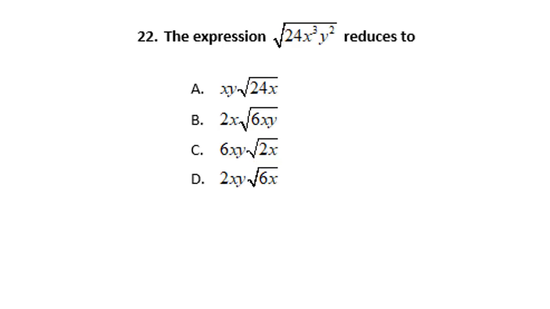Number 22. The expression the square root of 24 x cubed y squared reduces to A. xy times the square root of 24x, B. 2x times the square root of 6xy, C. 6xy times the square root of 2x, D. 2xy times the square root of 6x.